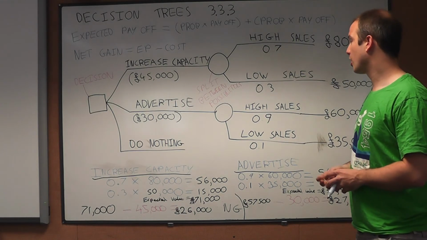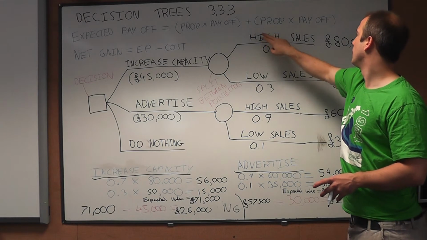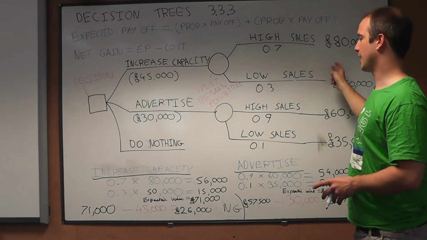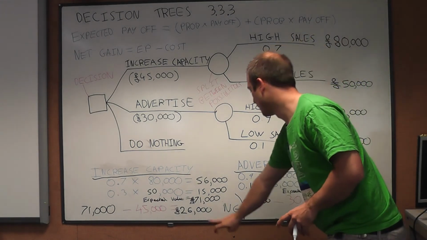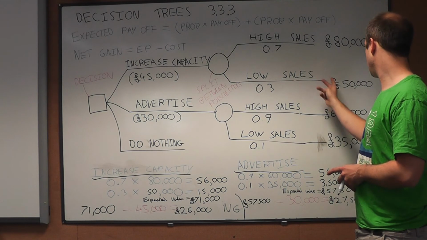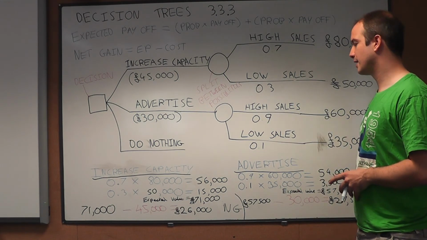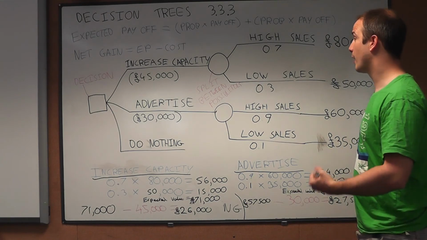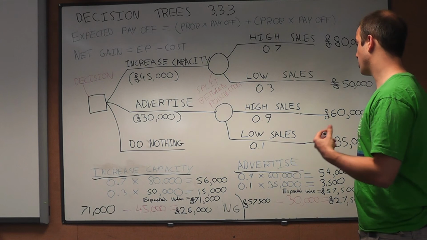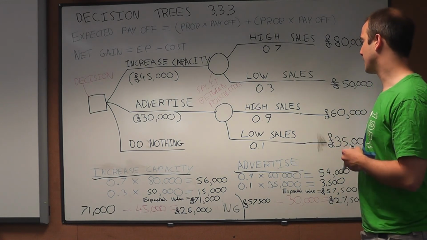Anyway, so yeah, your expected payoff is your probability multiplied by your payoff, adding them together, so coming back round to £26,000 here for increased capacity, and 57,500 for advertise, and then your net gain is taking away the costs from that, which gives you the final average gain from a specific decision.